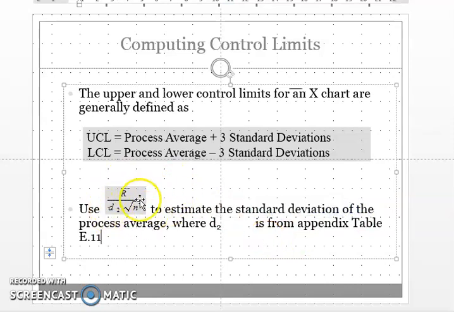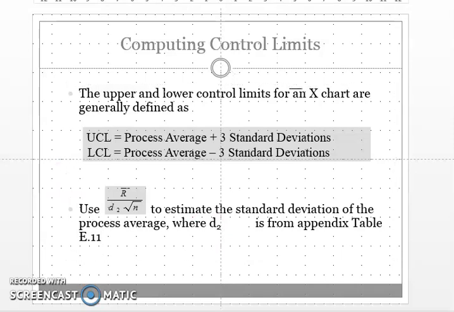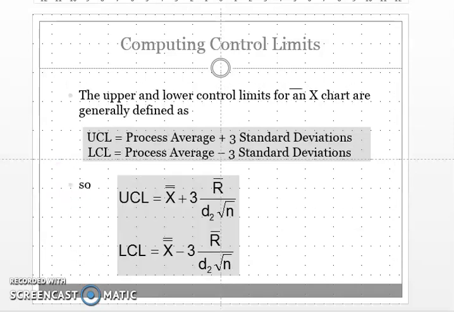This formula is used to calculate standard deviation, and this value of D2 is available in the appendix. Sometimes this value is directly given or part of the chart is provided. Then you have to calculate with the same formula. Here they have put the value of standard deviation formula, 3 into R bar divided by D2 into under root n, and according to which you have to calculate upper control limit and lower control limit.